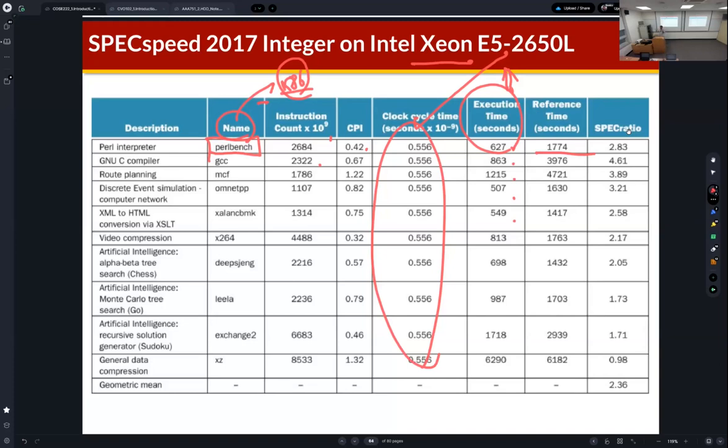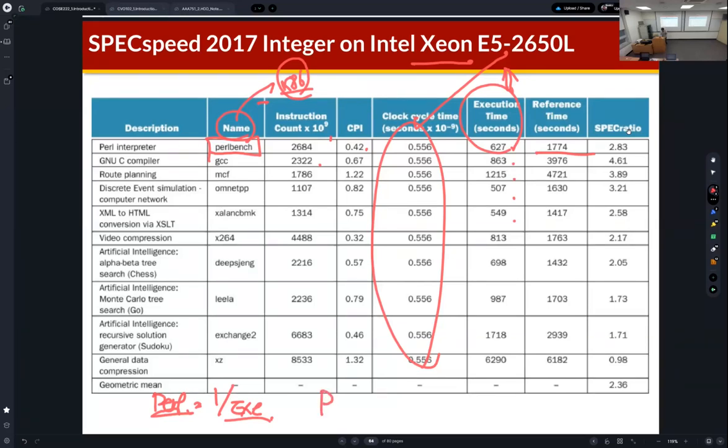In the previous class, we defined performance. Performance is 1 over execution time. But in order to measure the performance of a certain system, the performance of this system needs to be compared to a baseline system, the reference system. Which means that we can measure the performance of a certain system by comparing it to the performance of a reference system.